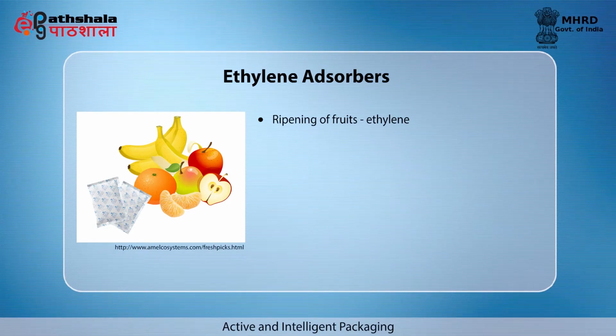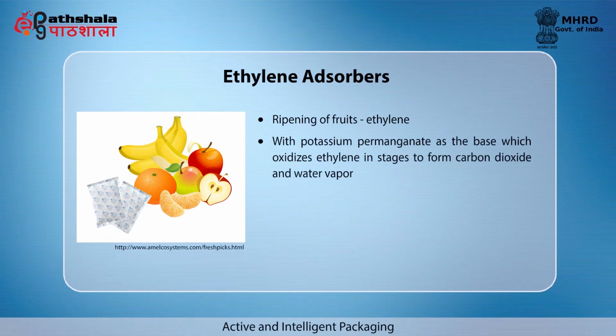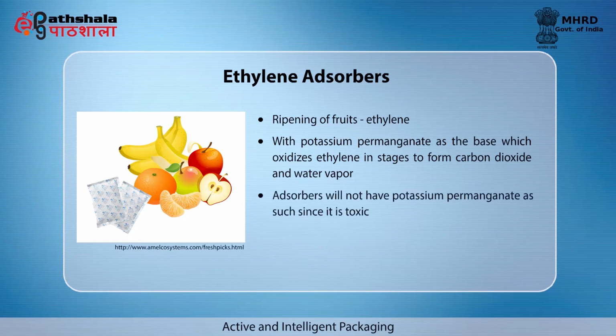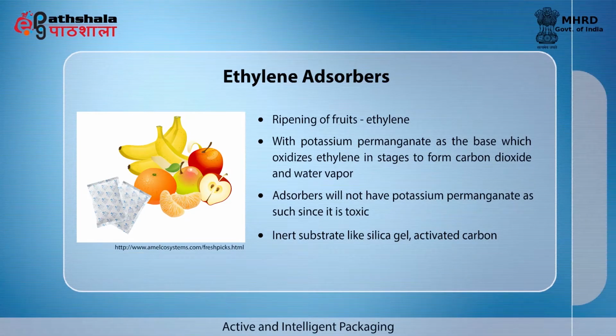The ethylene adsorbers are available in the market with potassium permanganate as the base, which oxidizes ethylene in stages to form carbon dioxide and water vapor. But these adsorbers will not have potassium permanganate as such since it is toxic. Hence, 4 to 6% of this is added to an inert substrate like silica gel, activated carbon, etc.